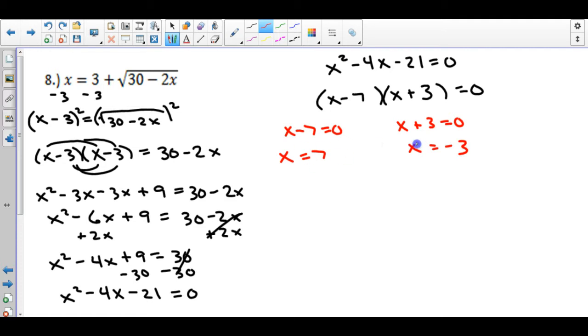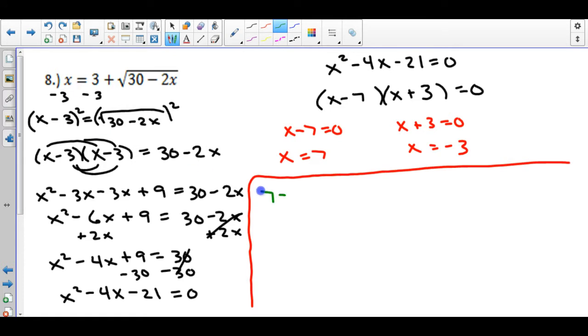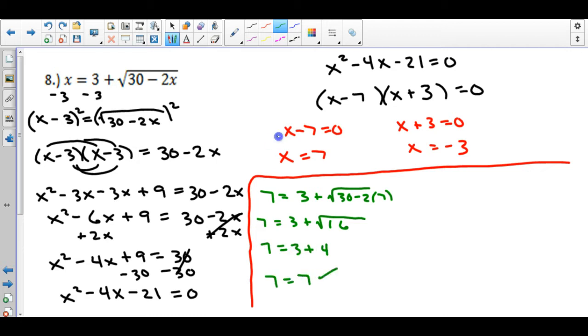So we need to take these two answers and substitute them back in to check our work. So I'm going to make a big box up here. I'm going to check my answers. So I'm going to substitute 7 in first to both sides of the original equation. And we're going to see if this ends up working out. 30 minus 2 times 7. So on the left side, I have 7 equals 3 plus the square root. And this is 30 minus 14, which is 16. So then 7 equals 3 plus the square root of 16, which is 4. And since 7 equals 7, that tells us that this first solution does work.